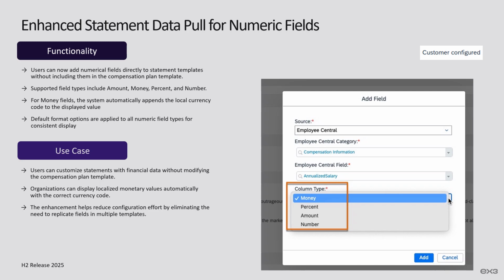Then we have enhanced statement data pull for numeric fields. This is one of the updates which is linked to the previous release update. Now users can add numeric fields directly to statement templates without including them in the compensation plan template, which means that with this update, there will be supported field types including amount, money, percent, and number. So users can customize statements with financial data without modifying the compensation plan template. This enhancement will help reduce configuration effort by eliminating the need to replicate fields in multiple templates.